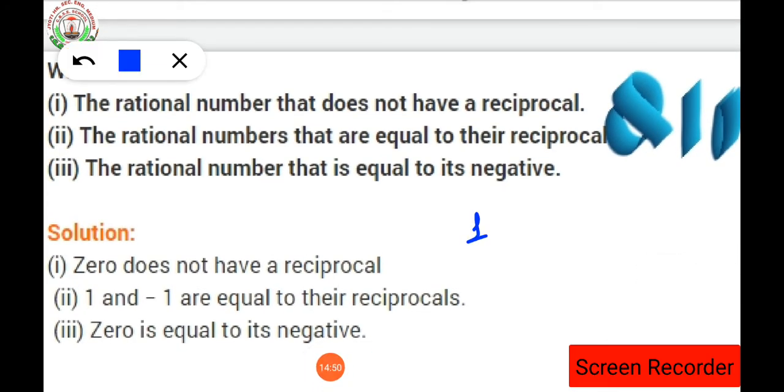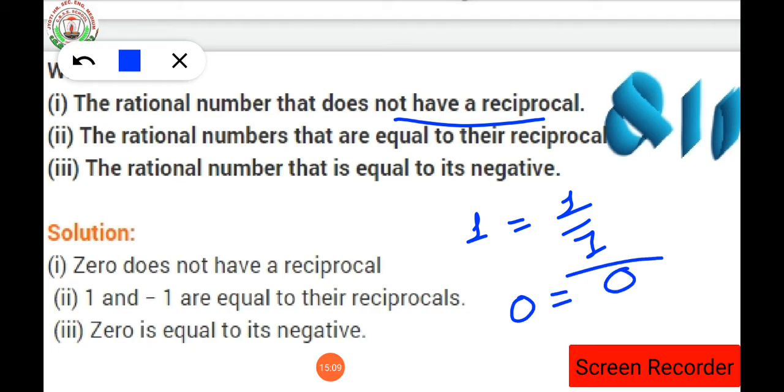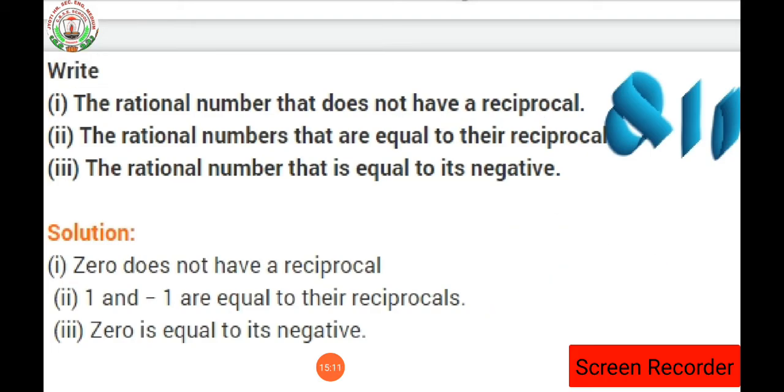1 is a number which is having a reciprocal, 1 by 1. Of course it is like that we can write. So we have to think of a number that does not have any reciprocal. 1 is having a reciprocal, 2 is having a reciprocal, isn't it? 3 is having a reciprocal, every number is having a reciprocal, but 0 is a number which does not have any reciprocal. So the answer for this question is that 0 does not have a reciprocal.